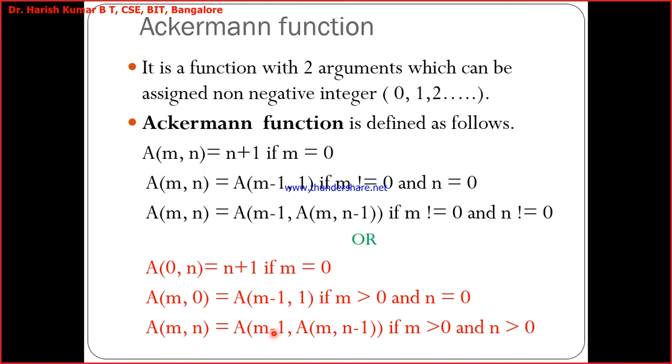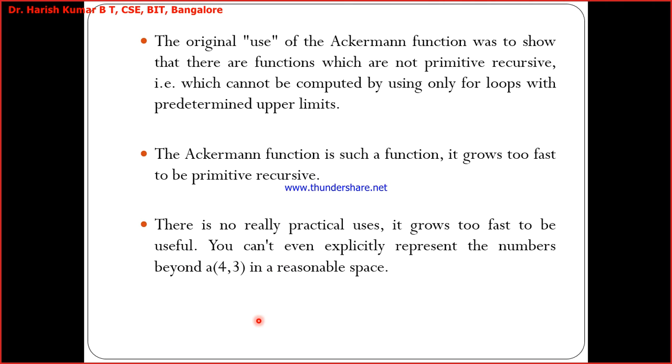So a of m minus 1, you have to remember this, and the second argument is defined as a of m comma n minus 1. I have the example in the next slide, we will be solving it. Have people understood till here? Yes, sir. Okay, so these three things you have to remember. I'll show you the example in the next slide.